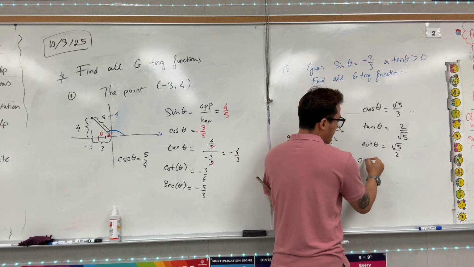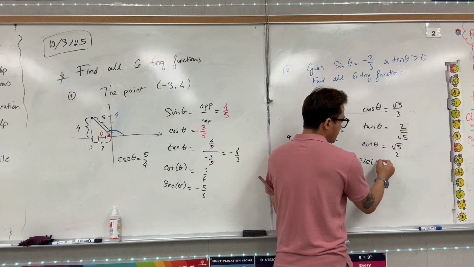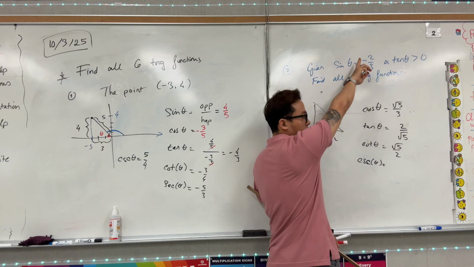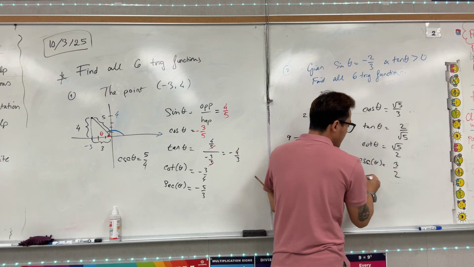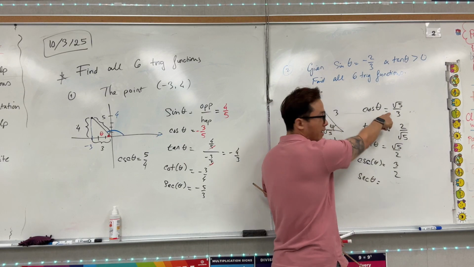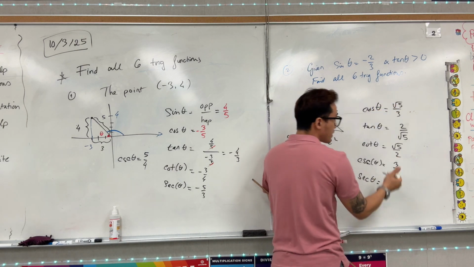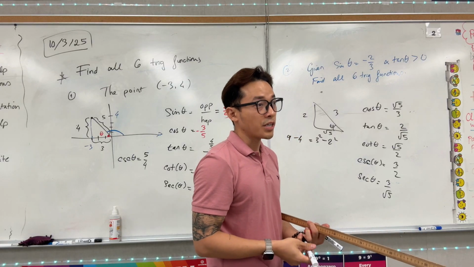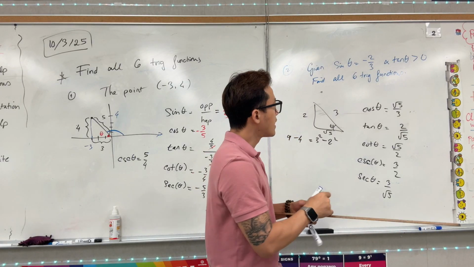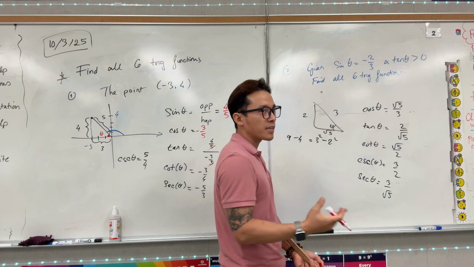Remember I said just do all of them and then put the sign later. Just in case you can do a sign or two, but this is what I did. And then cosecant, you're gonna flip the sine, right? So it becomes 3 over 2. And then secant, you're gonna flip the cosine. So it's gonna be 3 over square root of 5. Now we've done everything. Now we need to put the sign, okay? You need to determine which quadrant that is.